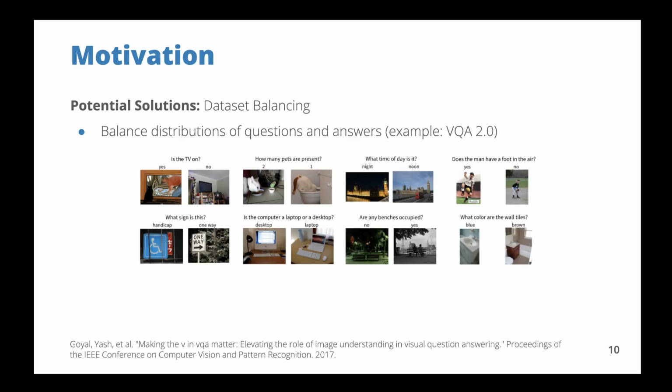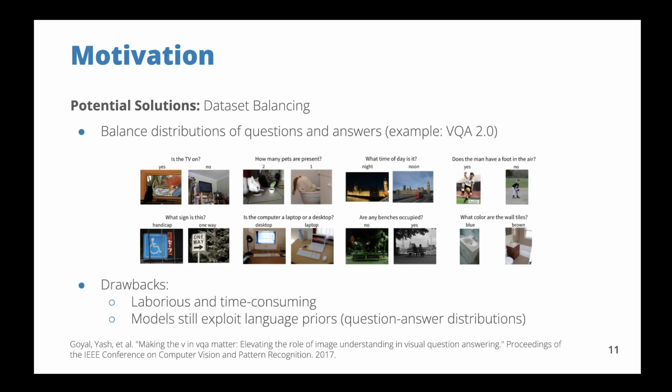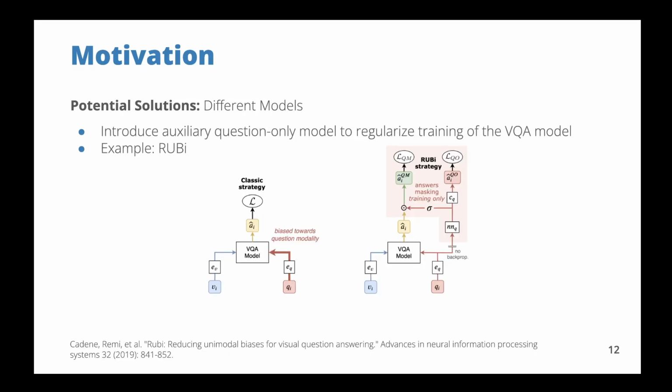The first one is to balance datasets. A well-known approach is the VQA v2 dataset, in which the authors added at least two distinct image-answer pairs for the same question. However, this is time-consuming and models can still exploit language priors. Another solution is to design specific models for mitigating biases. Most methods introduce an auxiliary question-only model to regularize the training of the VQA model. However, this approach usually requires training multiple submodels separately.